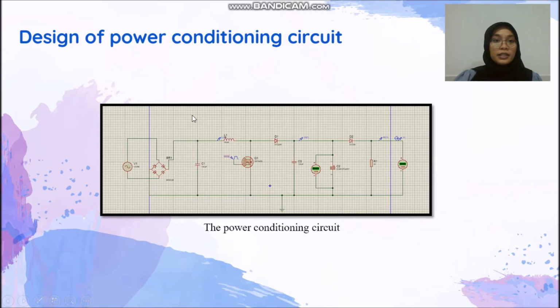And the last one is the power conditioning circuit design. So as we can see here, this is the full bridge rectifier, and this is the boost converter, and this is the energy storage where we have used ultra capacitors.